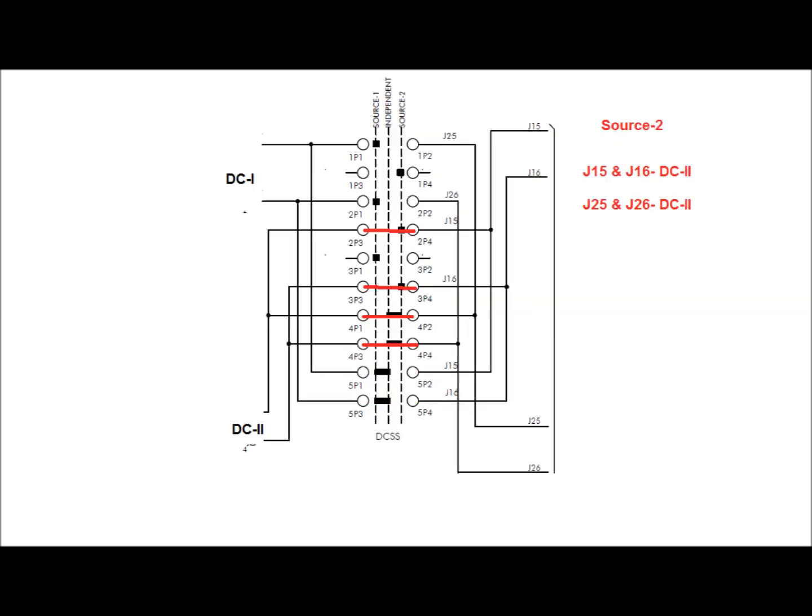Again, if the DC selector switch is put in the source 2 position, then J15 and J16 will select the DC2 source via 2P3 and 2P4 and 3P3 and 3P4, and J25 and J26 also select the DC2 source input via 4P1 and 4P2 and 4P3 and 4P4.